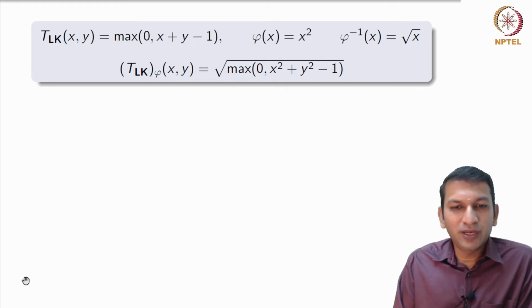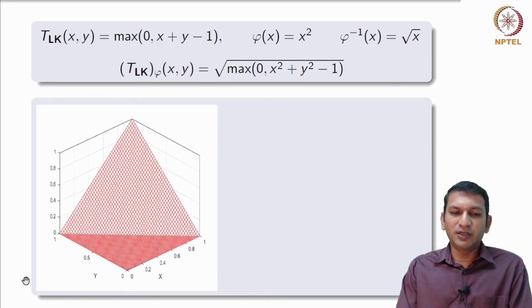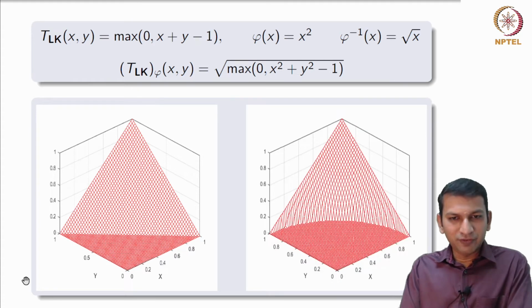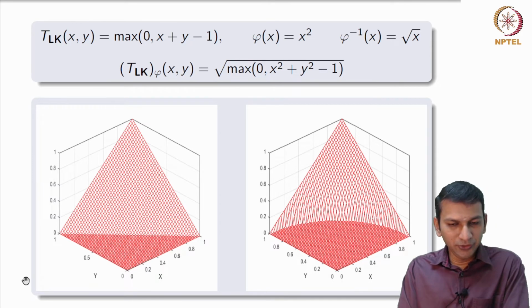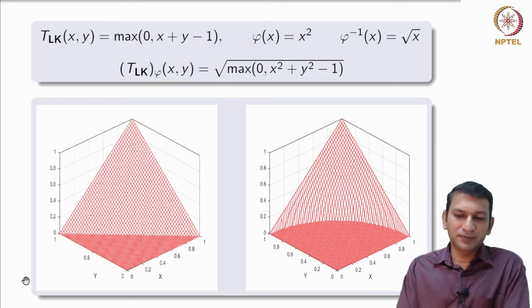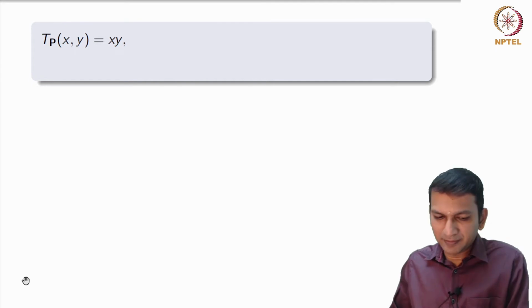Now how will the graph of it look? We know this is the usual Łukasiewicz T norm. The modified one, the phi conjugate of the Łukasiewicz T norm with respect to x square, looks like this. You will see that all the properties are valid. If it is nilpotent, it will continue to be nilpotent. If it is Archimedean, it will be Archimedean. It is also continuous. Now let's look at Tp of x, y.